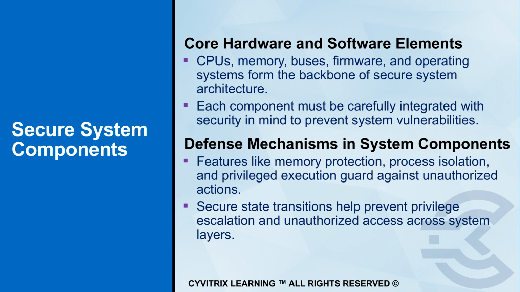We took a close look at secure system components and how they fit together: CPUs, memory, buses, firmware, and operating systems. We learned about memory protection, process isolation, privileged execution, secure state transitions, and how each layer must defend against privilege escalation and unauthorized access. Even minor misconfigurations in any of these components could open paths for complete compromise. Architecture is only as strong as its weakest trust boundary.